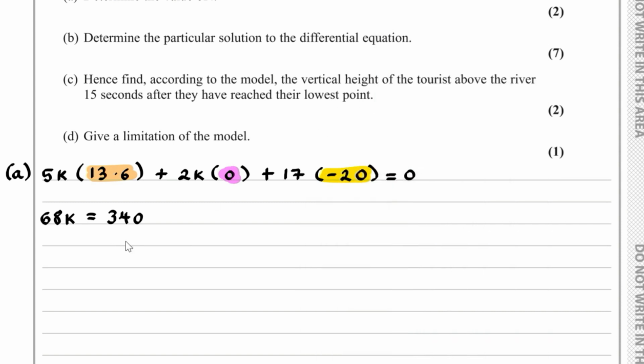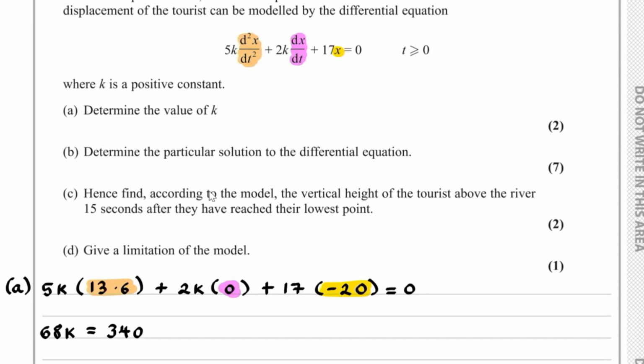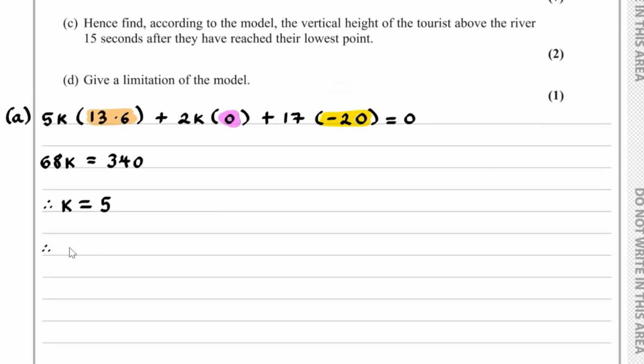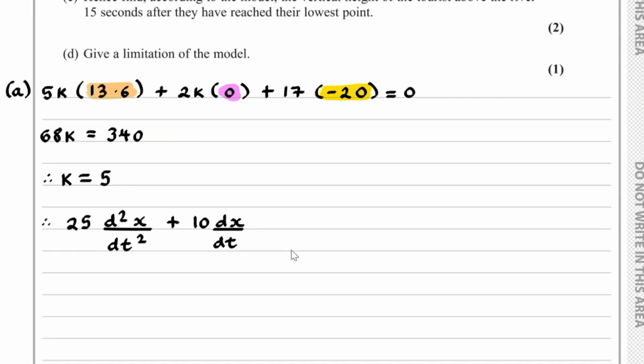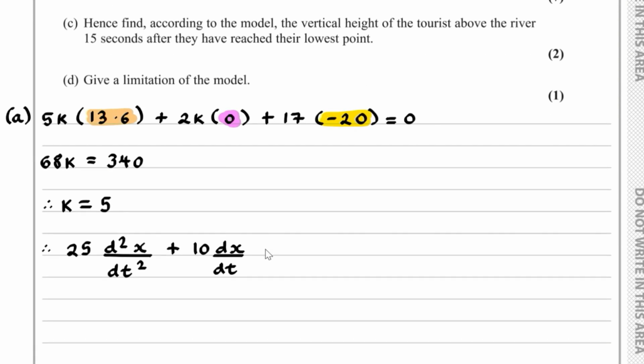So therefore, k is equal to 5. And knowing the value of k, we can therefore conclude our differential equation. Well, we've got 5k, so that's 5 times 5, which is 25. We've got 25 d squared x over dt squared plus 2k, so we add on 10 lots of dx over dt plus 17x.